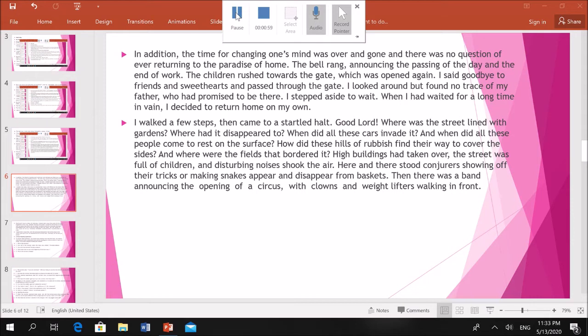I looked around but found no trace of my father, who had promised to be there. So when the boy passed through the gate, he started to look for his father, but he did not see him. I stepped aside to wait. When I had waited for a long time in vain, I decided to return home on my own. So the little boy had to wait and wait, but his father did not show up, so he decided to go home on his own.